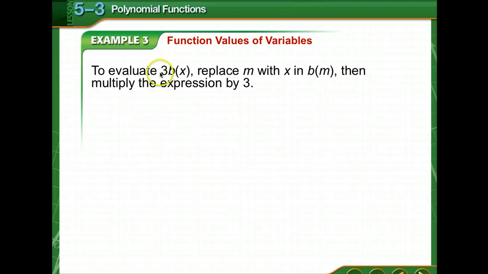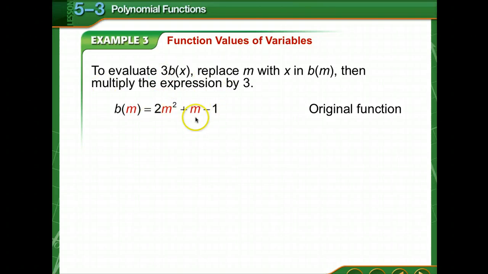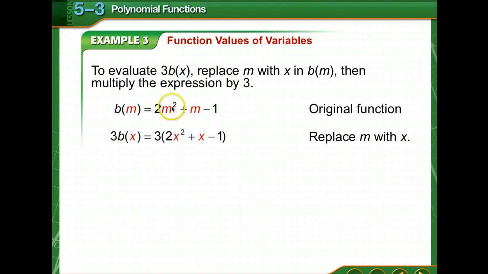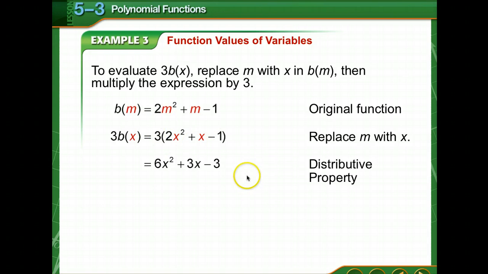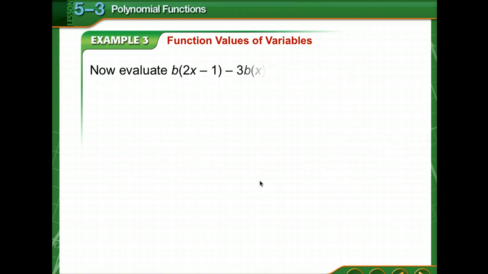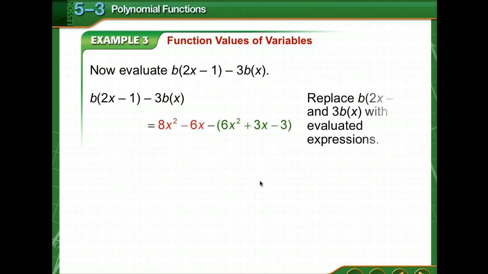Now we're going to evaluate 3bx, so 3 times b of x. We're going to go back to this original function, and everywhere we see an m, first of all, we've got to multiply it by 3, and then we're going to put an x everywhere we see an m. Use the distributive property. Make sure you multiply that 3 by every term inside the parentheses. Now we've got two different answers.